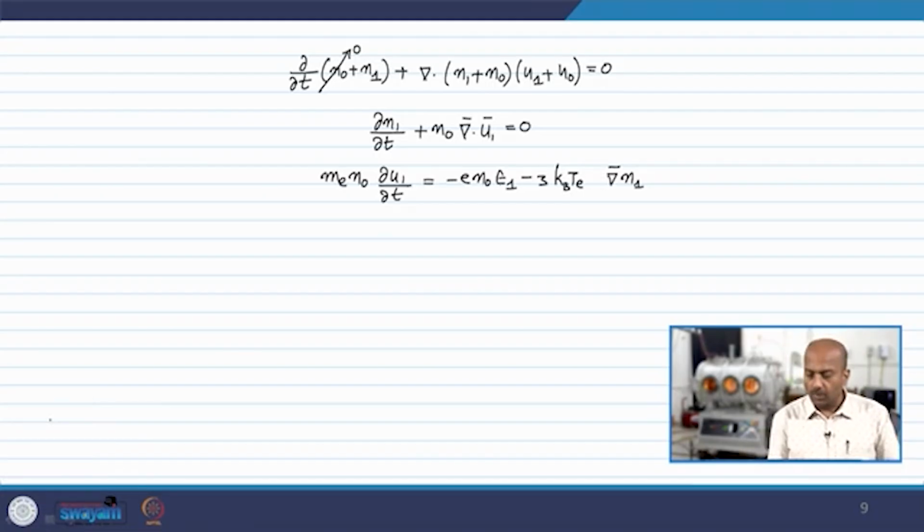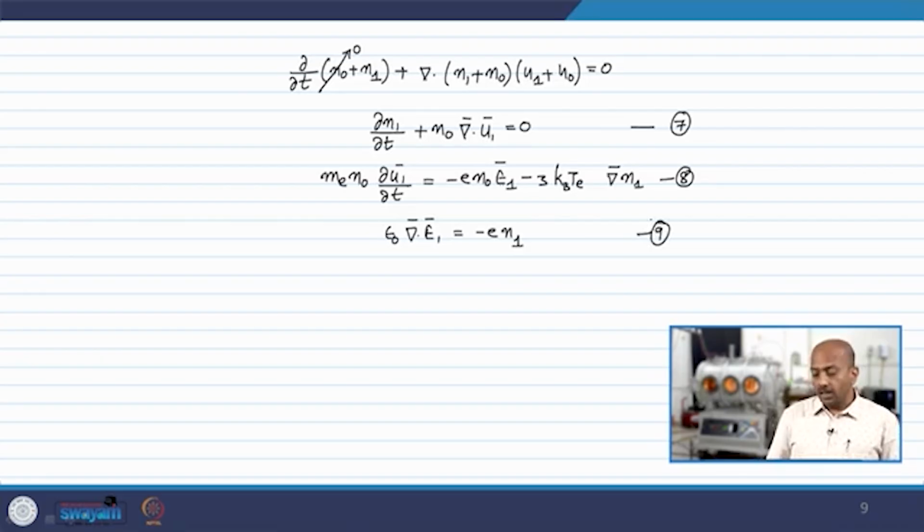Right. And the Poisson equation as epsilon naught times del dot E1 is equal to minus e n1. Let us call these equations number 7, 8 and 9. These are the linearized governing equations in which we have only the perturbation variables like modified velocity, electric field and the number density.